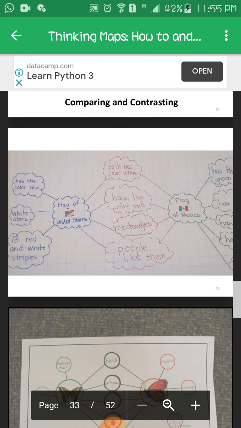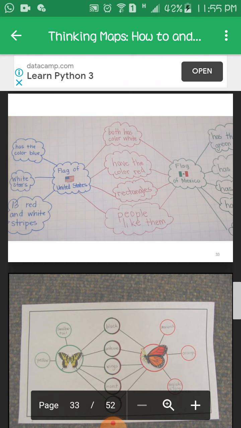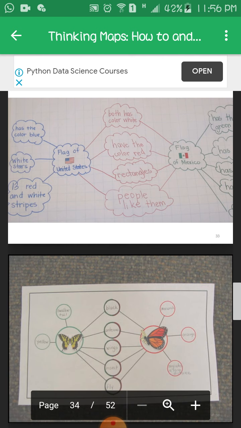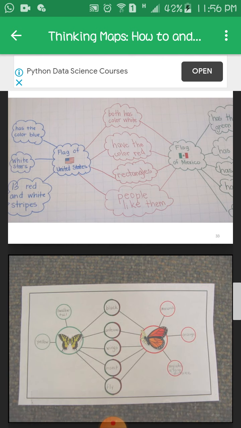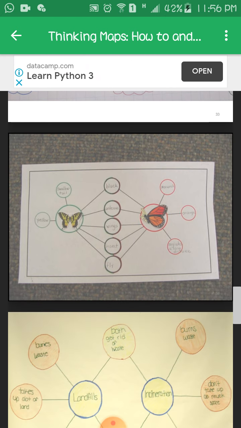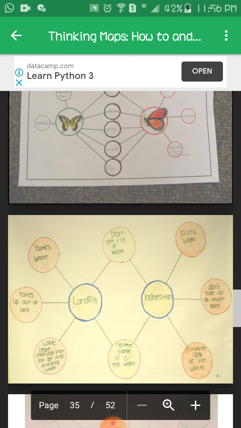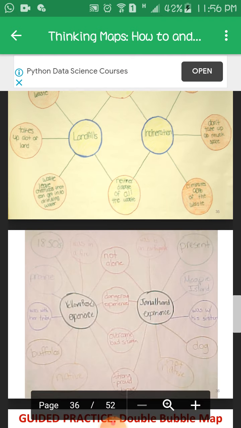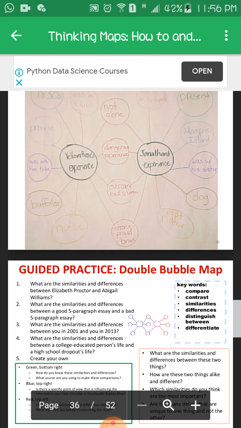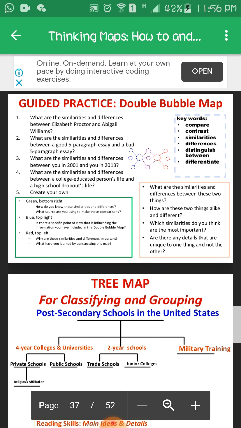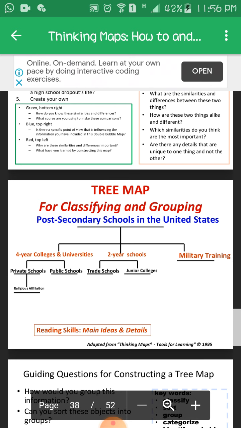Okay, another example, you can see flag of United States versus flag of Mexico, and similarities are given in red and differences are given in green and blue. Difference between the butterflies, and another example are given. Double bubble map. Let's see tree map.